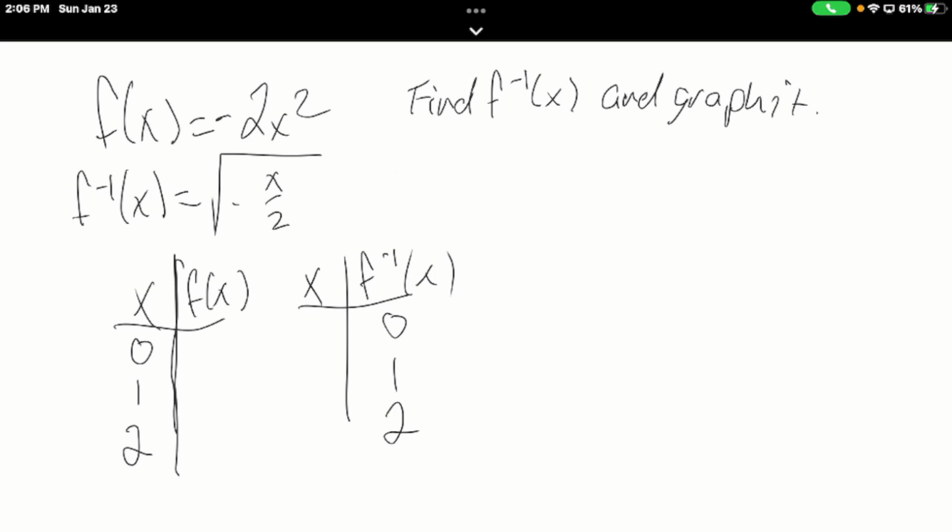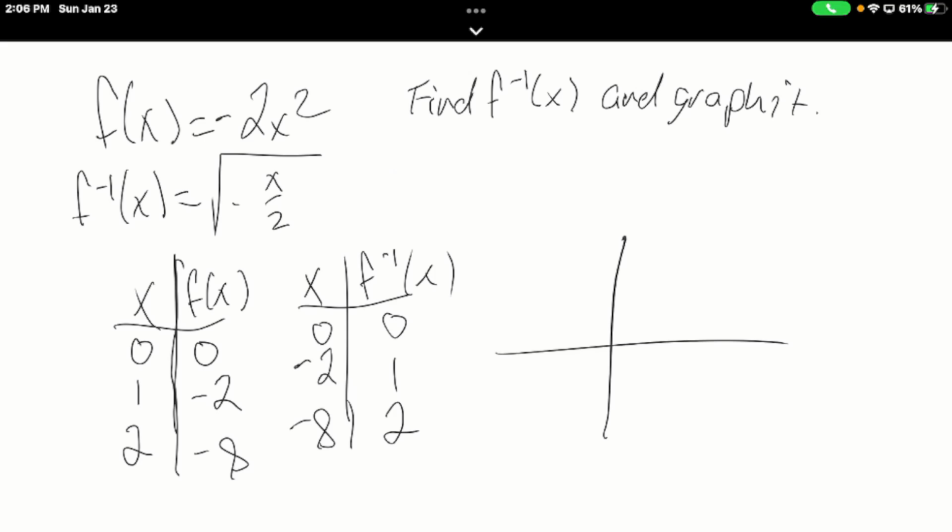If I plug in 0 into my original function, 0 squared, 0 times negative 2 is 0. 1 squared is 1 times negative 2 gives me negative 2. 2 squared is 4 times negative 2 is negative 8. I'm going to take those y values, and I'm going to put them in for the x values in my inverse. And now I'm going to graph these.